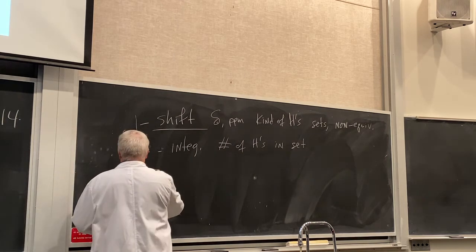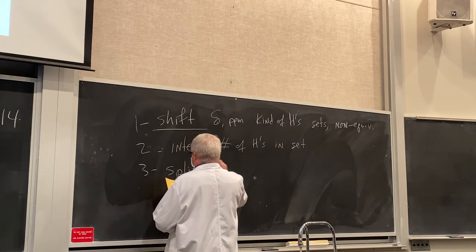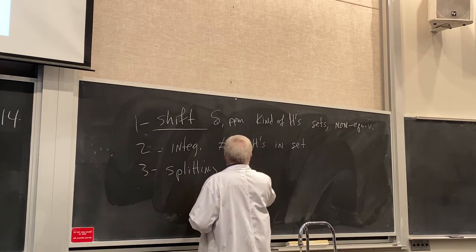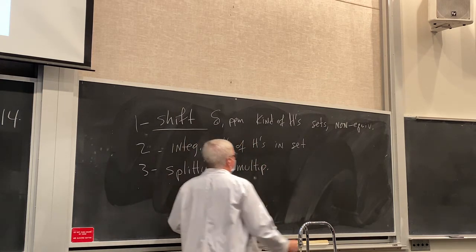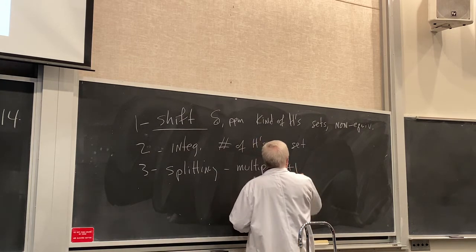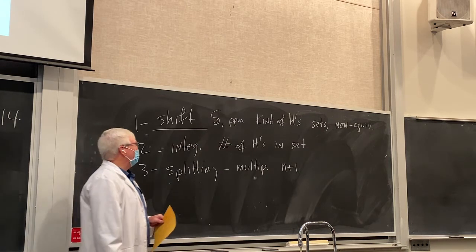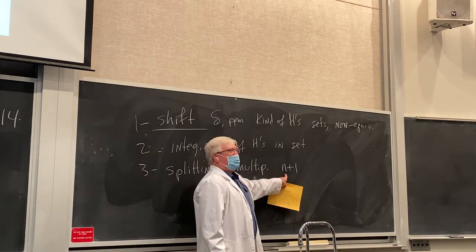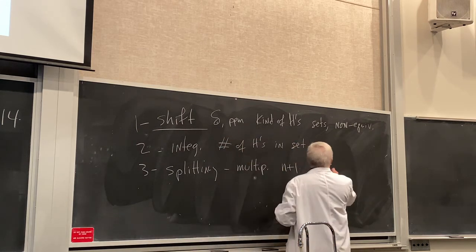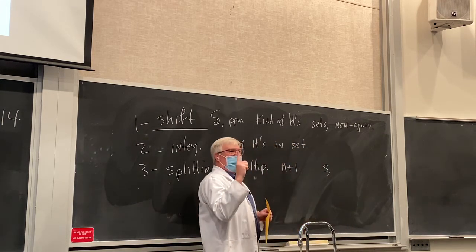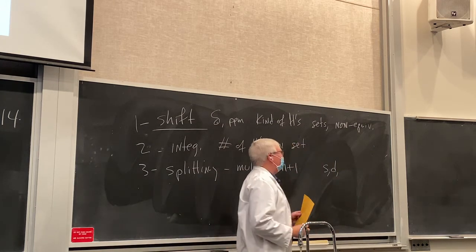And then the third thing to keep in mind is splitting. And this splitting thing are multiplicity patterns. And the multiplicity pattern depends on how many neighbors it has. N stands for the neighbors adjacent to what we're observing. So if you got no neighbors, if you're kind of lonely there, it'll show up as what? A singlet, okay? If you got one neighbor, it'll show up as a doublet, okay? So that's what these little designations mean.